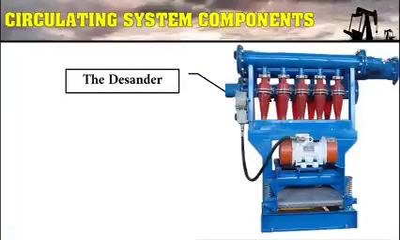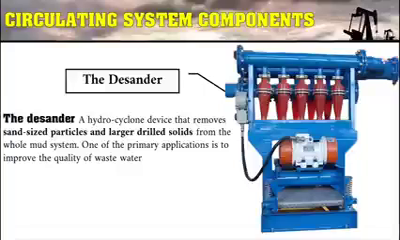Another component of the circulation system is the desander. The desander is a hydrocyclone device that removes sand-sized particles and larger drilled solids from the whole mud system. One of the primary applications is to improve the quality of the wastewater. The desander should be located downstream of the shale shaker and before the degasser and the desilter and other mud cleaners.